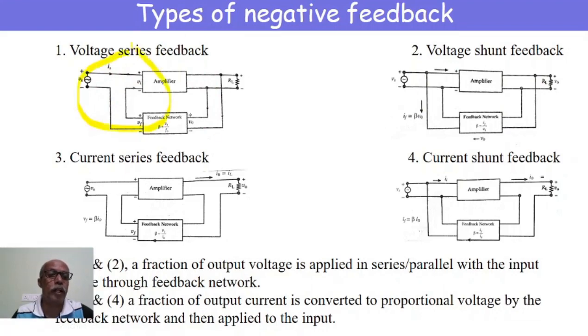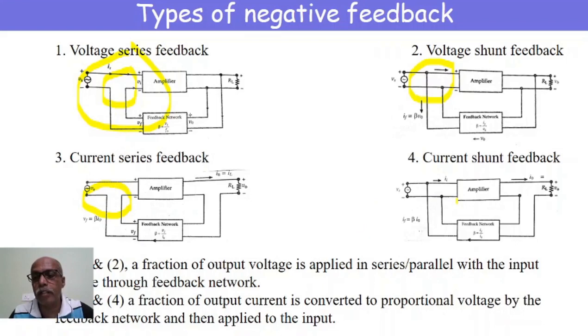Over here, you can see the network here. Whereas in figure 3, the output current is converted to the proportional voltage and it is again fed back to the input in series way. You can see the figure here. These two are the series connections.